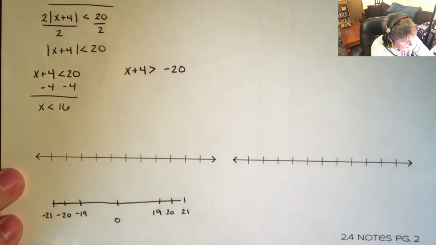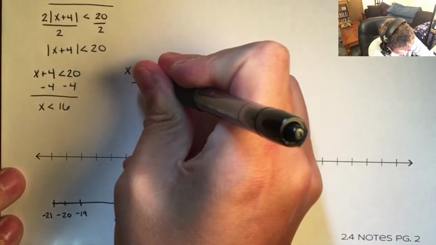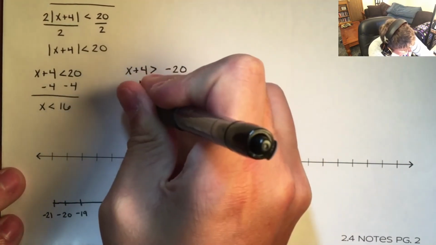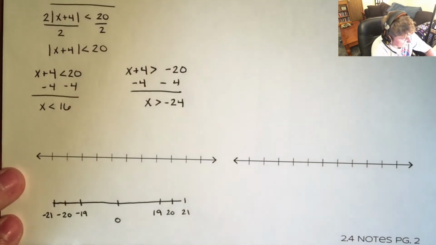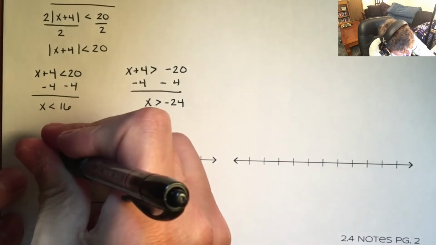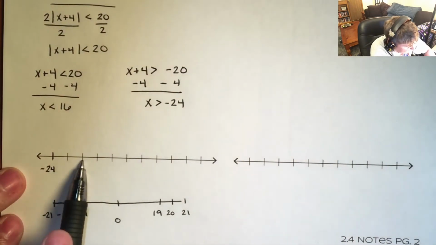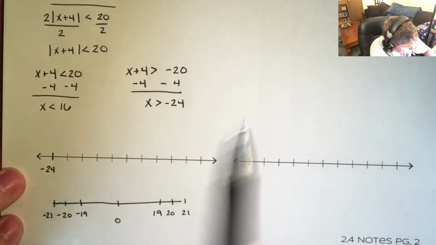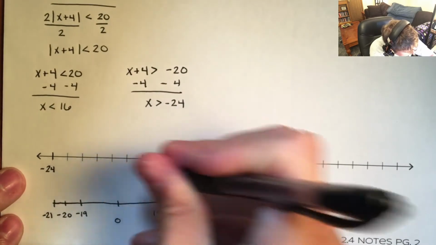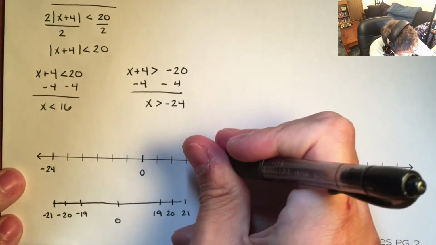It means x can be less than 16. And then x also needs to be greater than negative 24. Okay, so let's call this negative 24. We'll go by 4, so negative 20, negative 16, negative 12, negative 8, negative 4, 0, 4, 8, 12, 16.